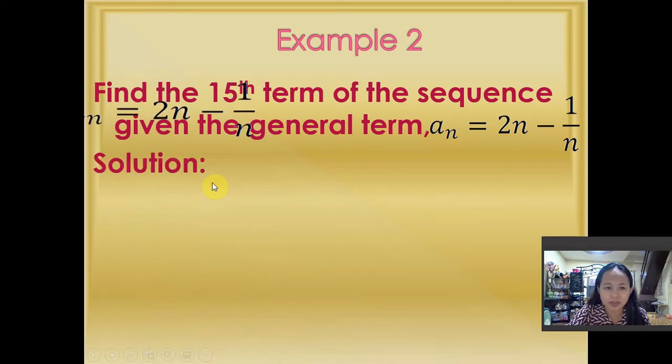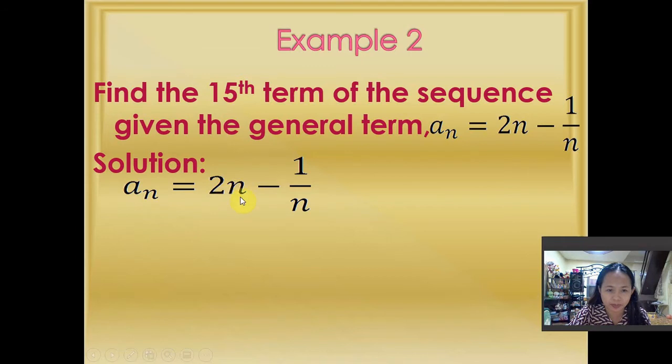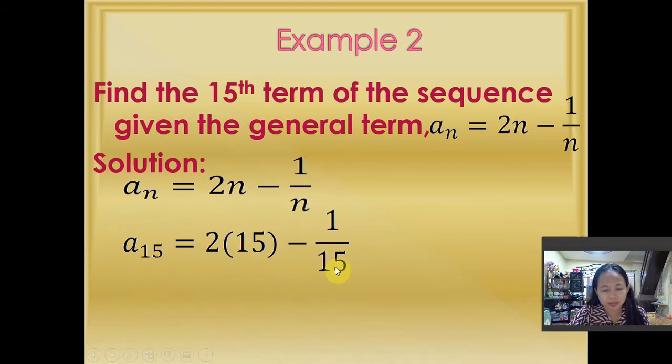So for the solution, we will use the given general term. Next, we will be looking for the 15th term, so our n will be replaced with 15. So n now will become 15. This n here will become 15, and this n here will be replaced with 15. So we substitute n by 15 because we are looking for the 15th term. That's why we are using 15 here.